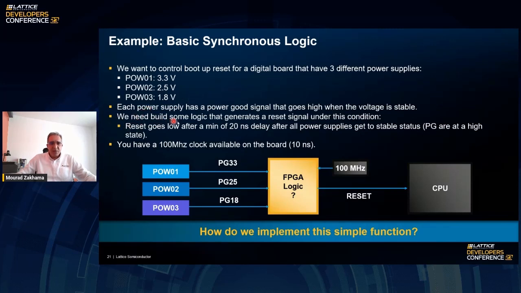We need to build some logic that generates a reset signal under this condition. So reset goes low after a minimum of 20 nanosecond delay after all power supplies are stable, and that means PG, or power good, is high for all of them. And we have for this design a 100 megahertz clock, and we have these PG signals that are connected to the FPGA, and this is the reset that goes into the CPU. So how can we implement this simple function?